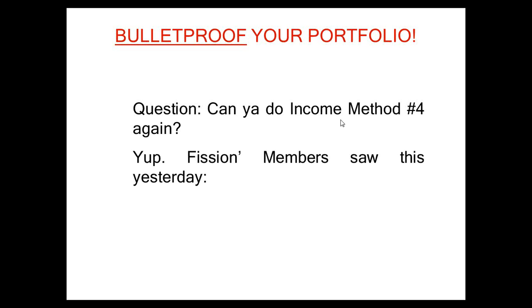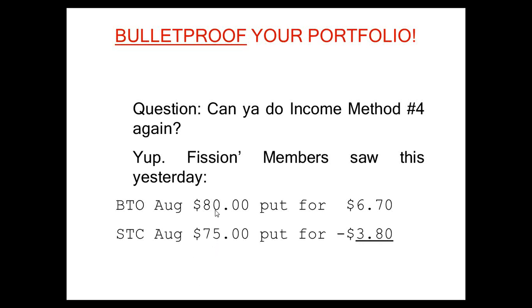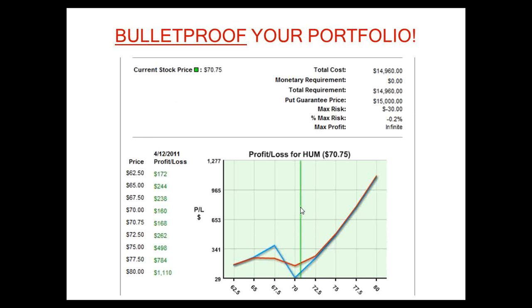Now, can I do income method number 4 again? Why, sure, why not? And this was actually Monday. Fishing members saw this on Monday. On Monday, I swapped the $75 put for an $80 put. May as well, right? I spent $2.90, but spending that $2.90 raised the strike price by $5. So now we have a bulletproof trade in place.